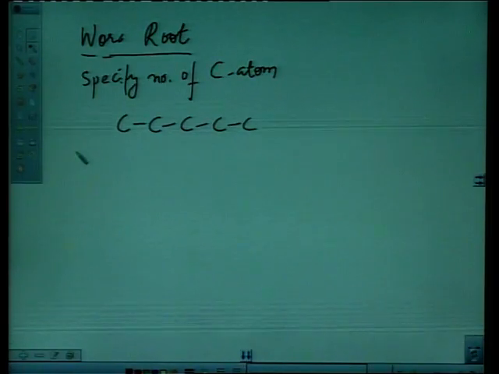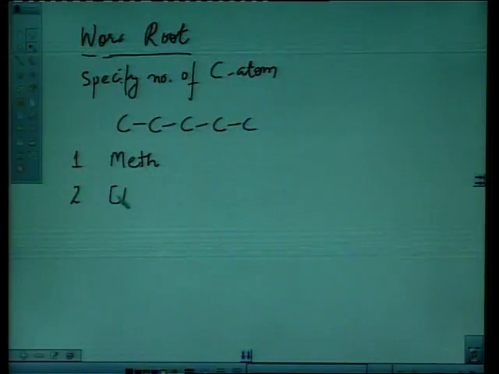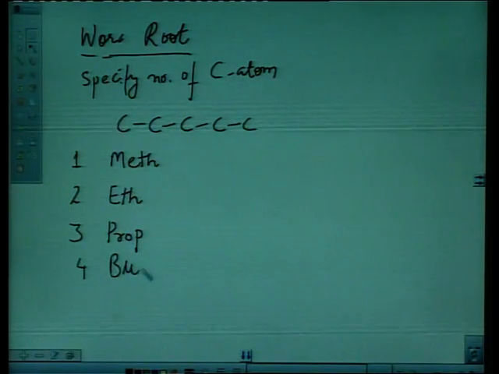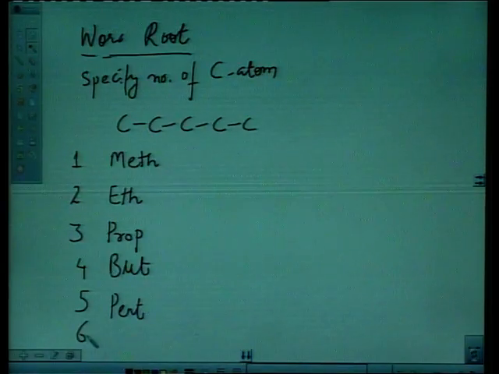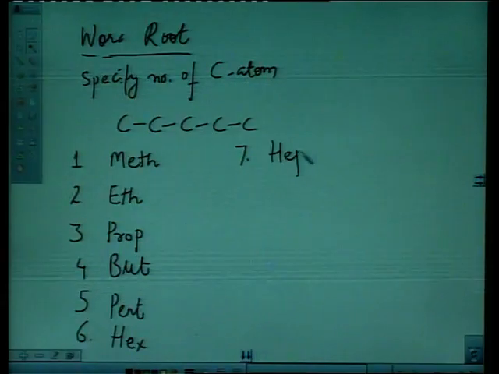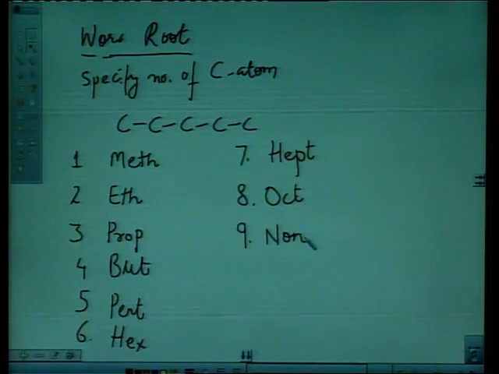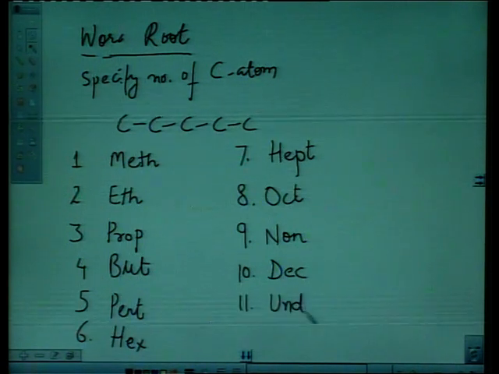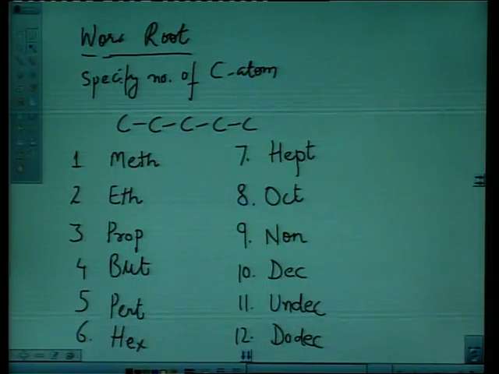According to the number of carbon atoms, if there is one carbon atom, the word root is meth. For 2 the word root is eth. For 3 the word root is prop. For 4 the word root is but. For 5 the word root is pent. For 6 the word root is hex. For 7 the word root is hept. For 8 the word root is oct, for 9 the word root is non, for 10 the word root is dec, for 11 the word root is undec, for 12 the word root is dodec.